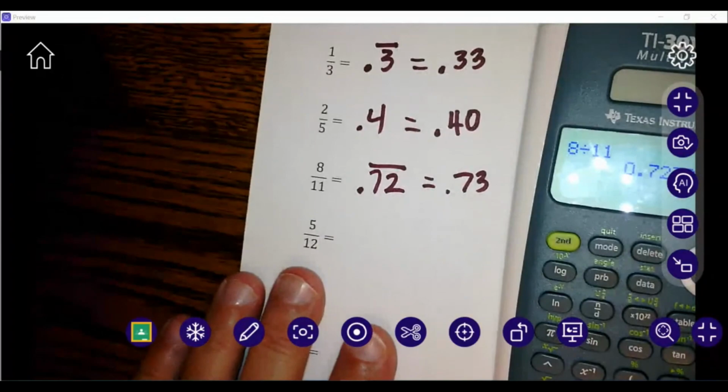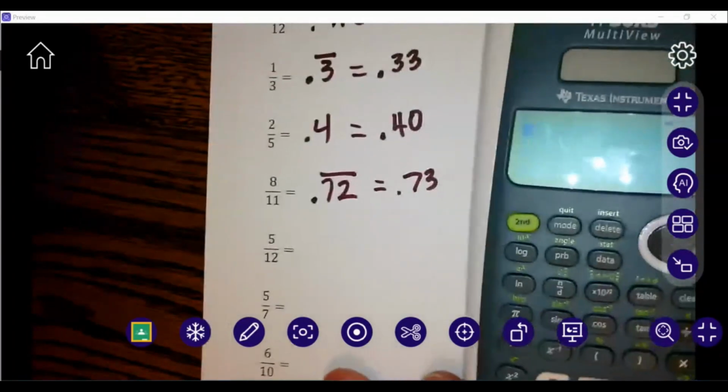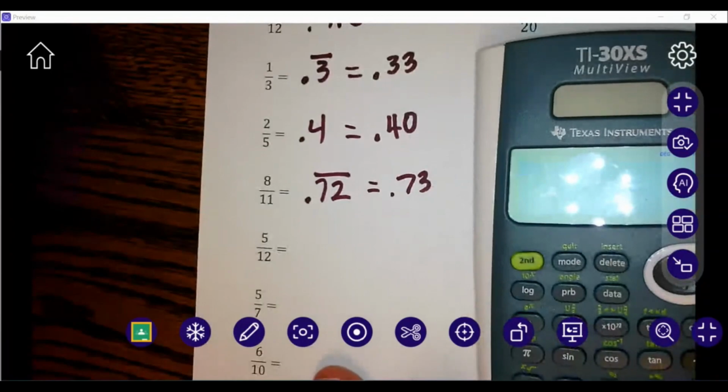Okay. The next one, 5/12. I want you to do 5/12, and tell me what the answer is. If it repeats, tell me what the repeating is, and then tell me what it is rounded. If it terminates, then write what it is terminating.